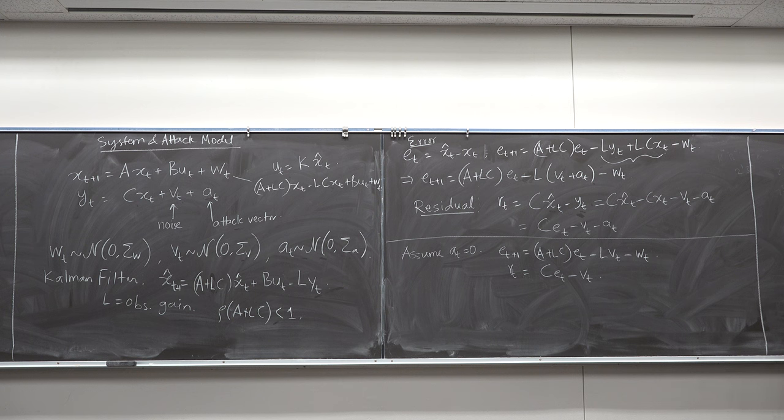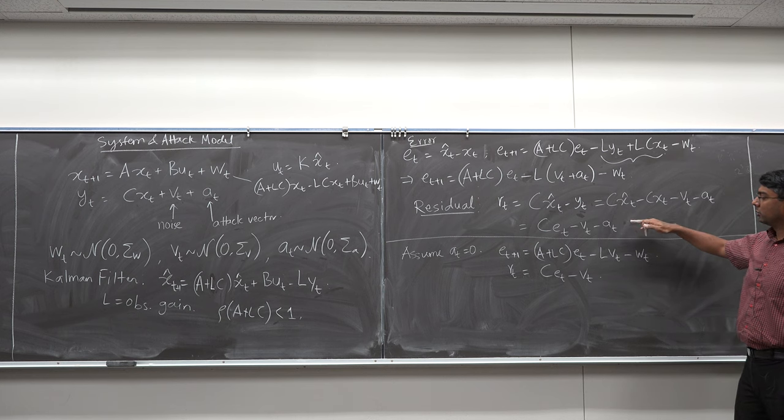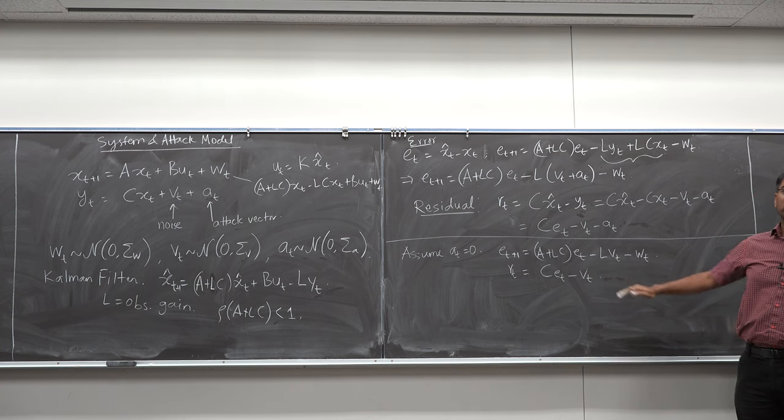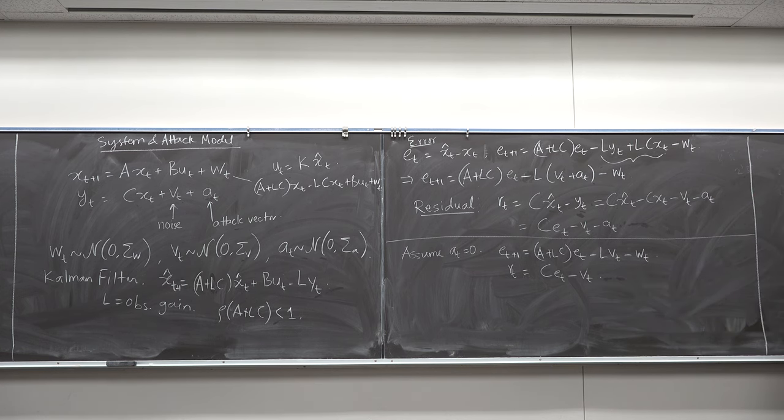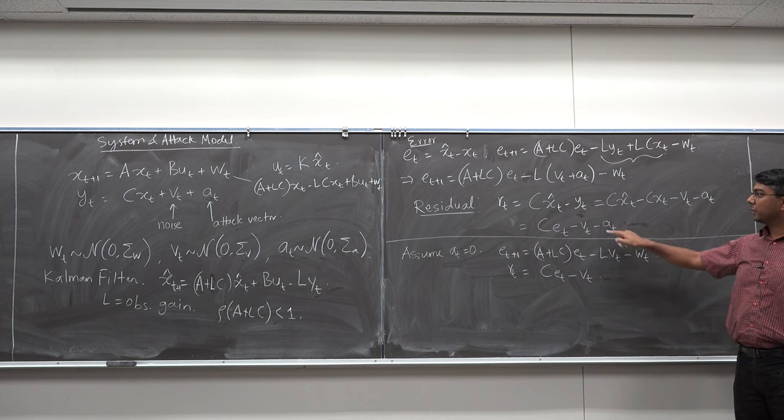What should we do to detect the presence of an attacker, a of t? This is what is going to happen when there is an attack, and residual is all that I can observe. r of t is the only thing I can observe. So when the attacker is present, I'm observing this quantity. When the attacker is not present, I'm observing this quantity. So based on this, what do you think we should do to deduce whether there is an attacker in the system or not? Any thoughts? This is the residual with attacker, this is the residual without attacker. And residual is something that I can observe.